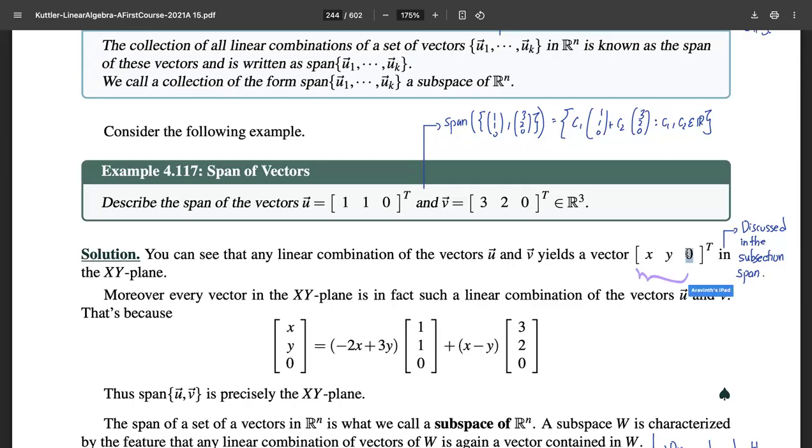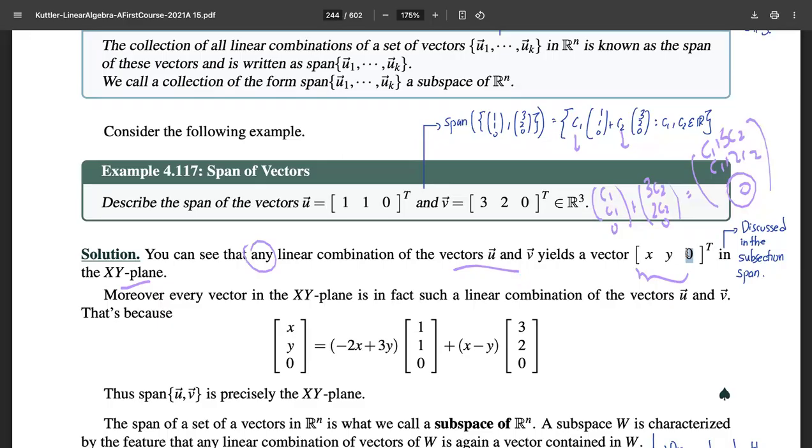That's because if I take any number C1 and any number C2 and multiply C1 by this vector, I will get C1, C1, 0 plus 3C2, 2C2, 0. When I add these two, regardless of what the constants are, I'm always going to get C1 plus 3C2, C1 plus 2C2, and 0. The last component is always 0. That tells you that any linear combination of these two vectors is going to be on the xy plane, so it's going to be on a horizontal plane in our 3D space.